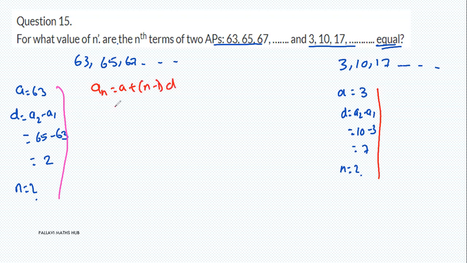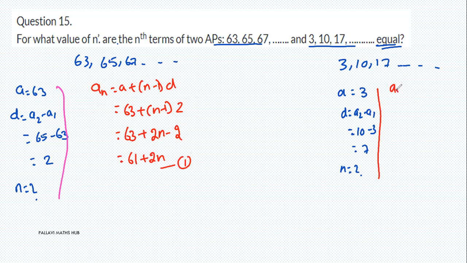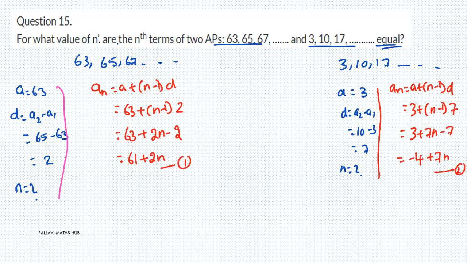So here, the value of A is 63 plus N minus 1 into the value of D, which is 2. So 63 plus, multiply this out: 2 ones are 2N, minus 2 ones are 2. Here you will get 61 plus 2N. I call this equation 1. Similarly, find for this one: An is equal to A plus N minus 1 into D. The value of A is 3 plus N minus 1 into D value 7. 3 plus 7 ones are 7N minus 7. 3 minus 7 is minus 4 plus 7N. I call this equation 2.